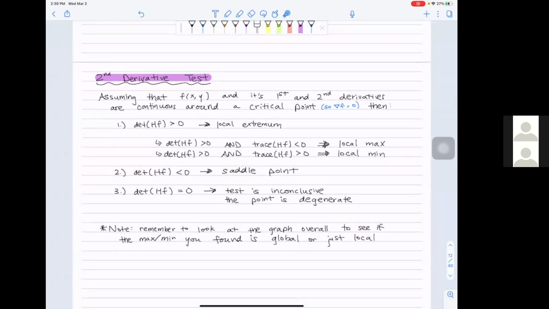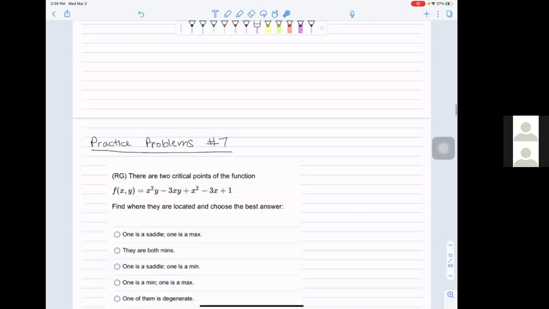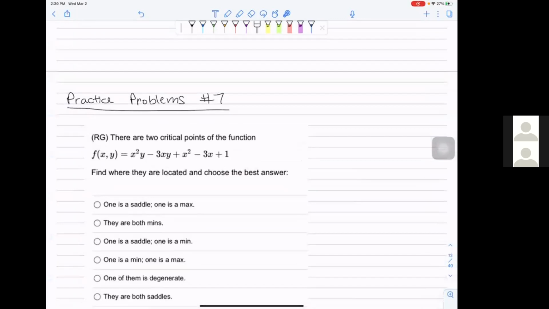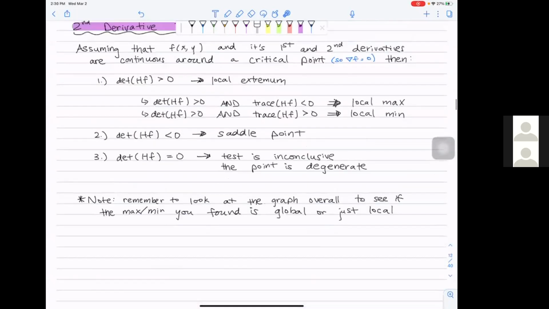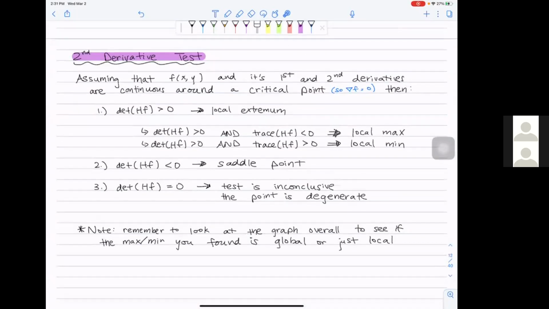Okay, so I'm gonna keep this here, but I have a question, which is problem number 7. It says that you have a function f of x, y equals x squared y minus 3xy plus x squared minus x plus 1. Let me just put it on the board for now. And it says there are 2 critical points of this function, and find where they're located and whether they're saddle points, max, mins, etc. So back to our definitions. How do we find the critical points?